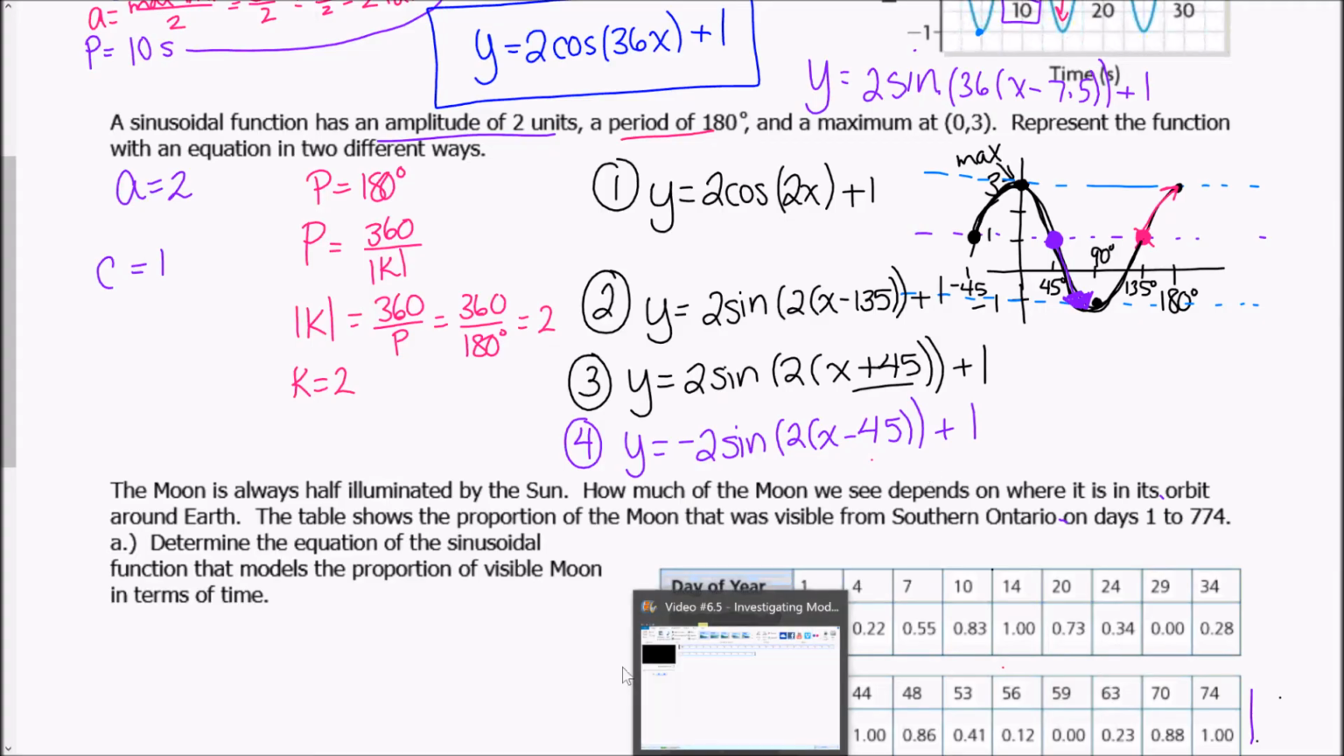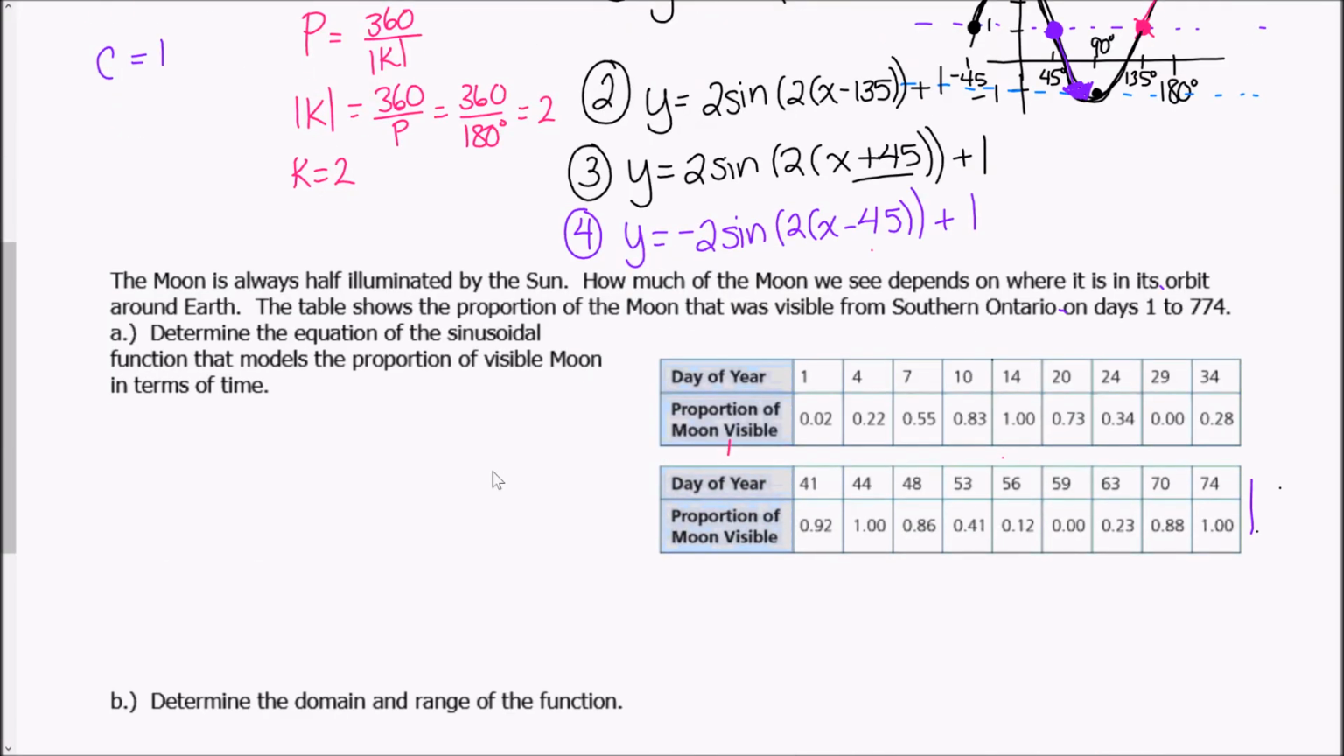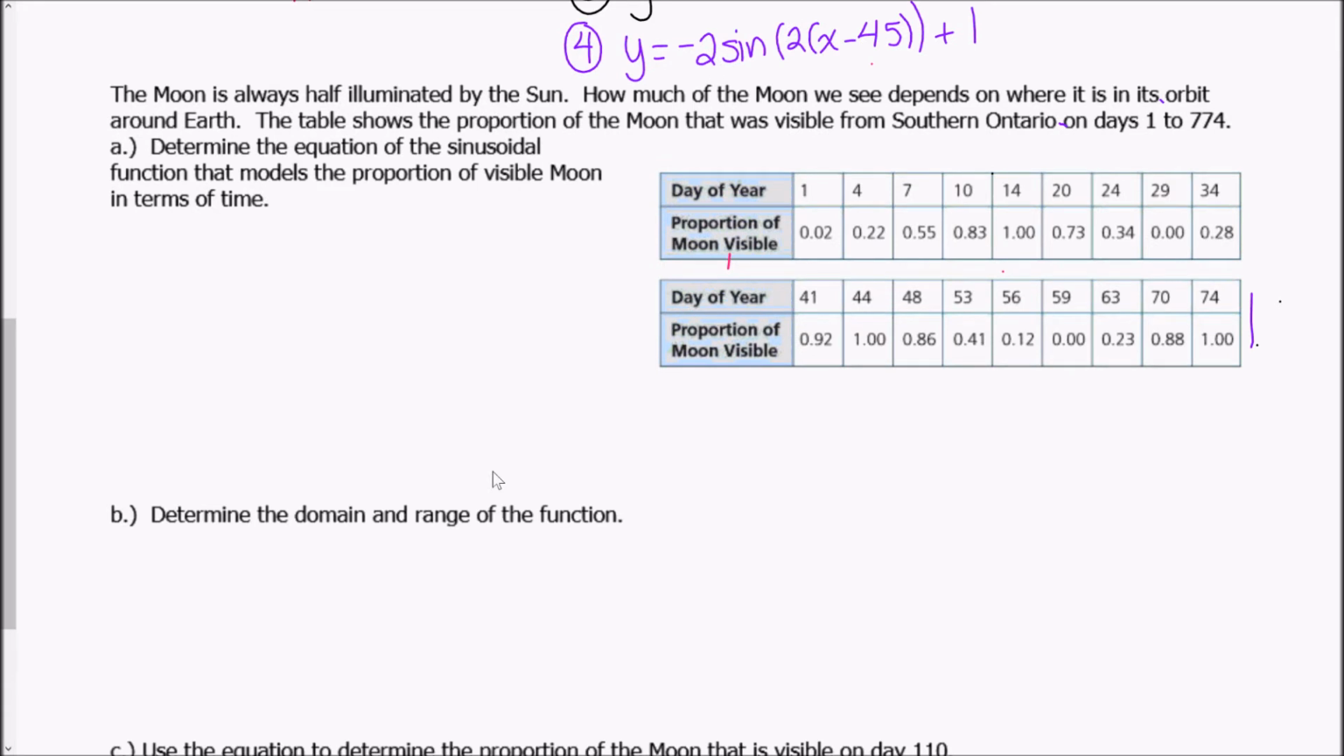All right, the last thing that we have is this example right here where it talks about the moon, and it says the moon is always half illuminated by the sun. How much of the moon we see depends on where it is in its orbit around Earth. The table shows the proportion of the moon that was visible from southern Ontario on days 1 to 74. So the first thing it asks us is to determine the equation of the sinusoidal function that models the proportion of visible moon in terms of time.